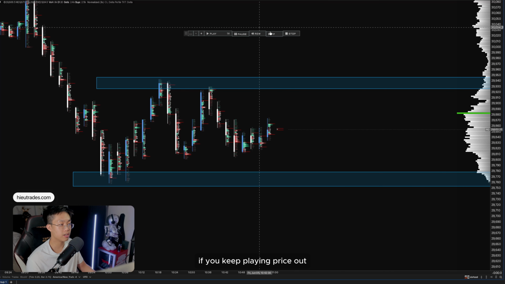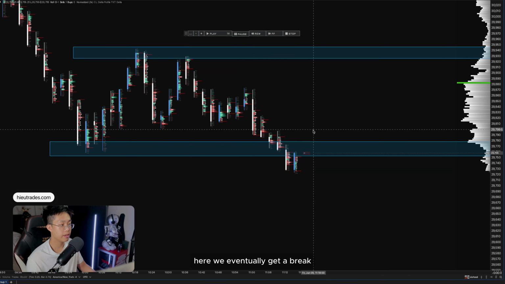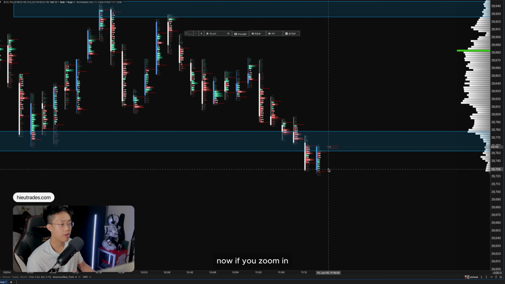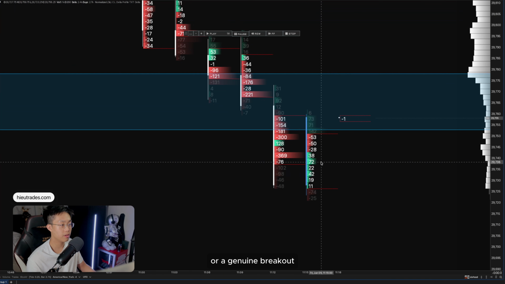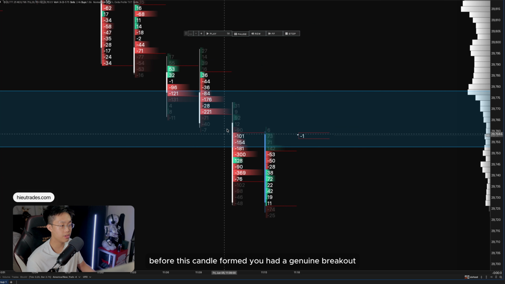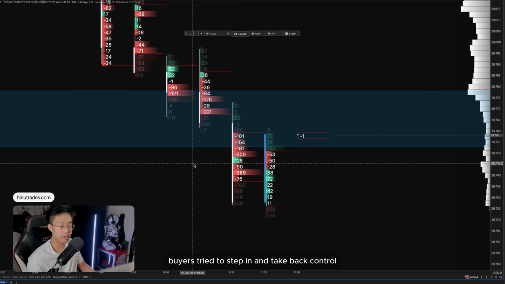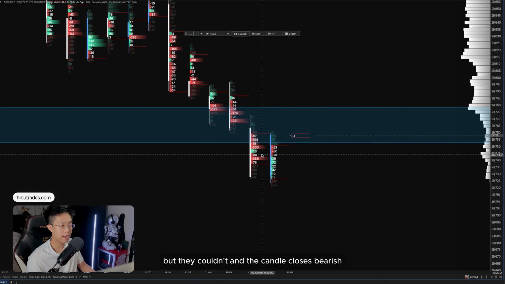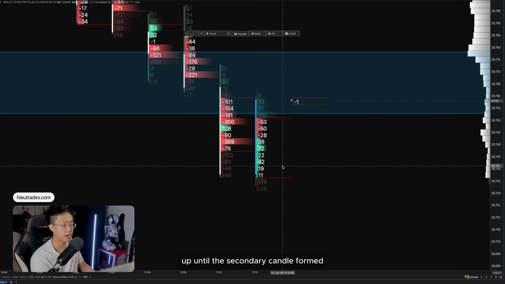If you keep playing price out, you can see price pretty much just plays around the equilibrium of the range. Here, we eventually get a break. Now, if you zoom in, this will determine whether it's a manipulation or a genuine breakout. Before this candle formed, you had a genuine breakout. You had aggressive sellers stepping in, buyers tried to step in and take back control, but they couldn't, and the candle closes bearish. So this was a genuine breakout up until the secondary candle formed.